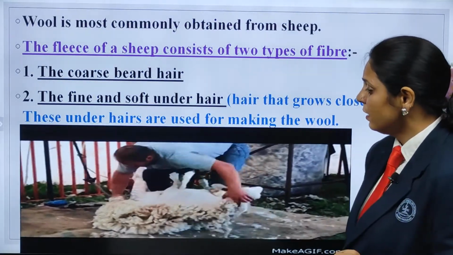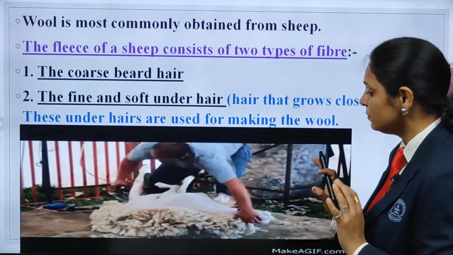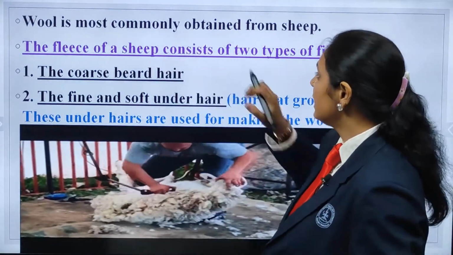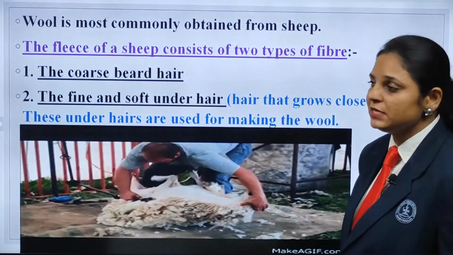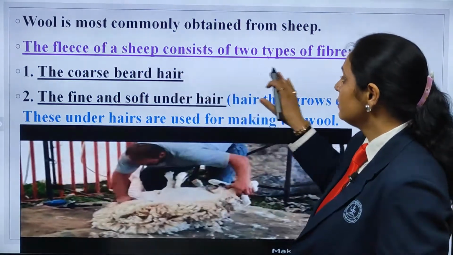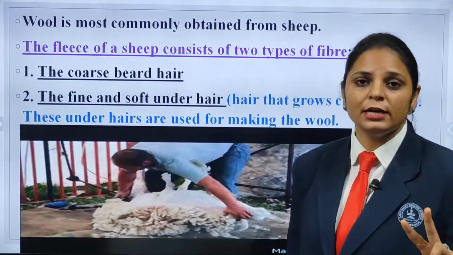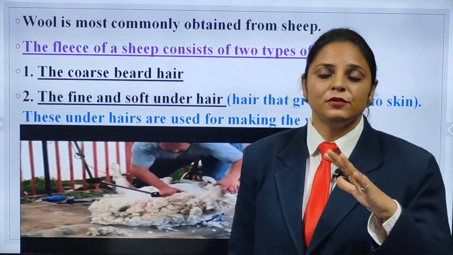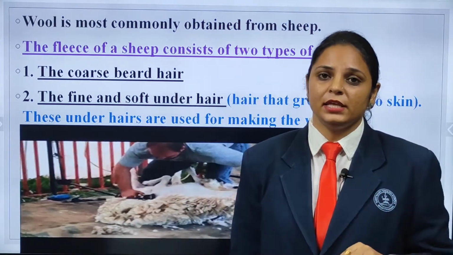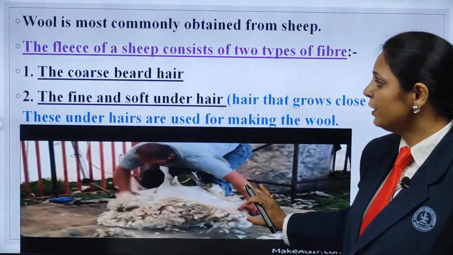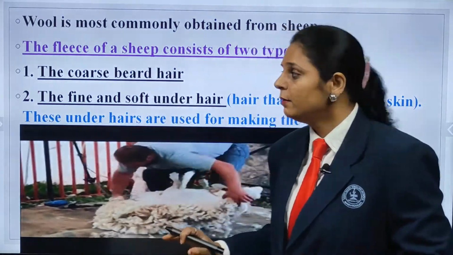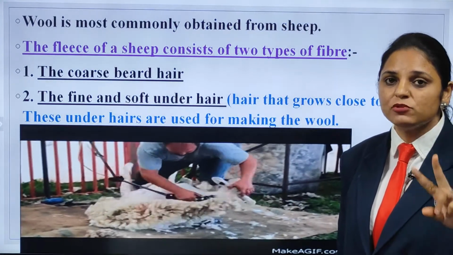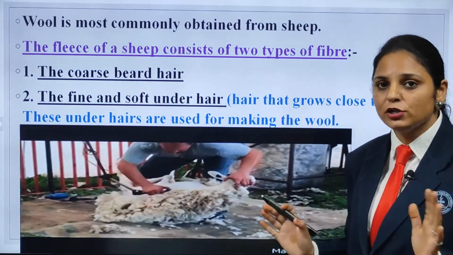Here you can see again that this man is taking out the hair, that is the fleece, and the wool is commonly obtained from sheep, as I repeat again. The fleece of the sheep consists of two types. It is not like even on our head, we have different types or length of hair. Same here in the animal, they have the coarse beard hair, and the fine and soft under hairs are present. Two types of hairs are present, and they play an important role accordingly.